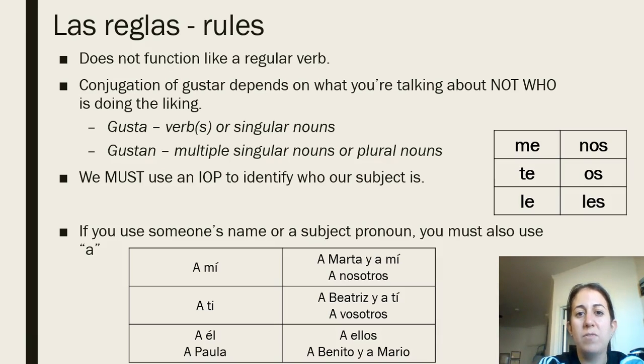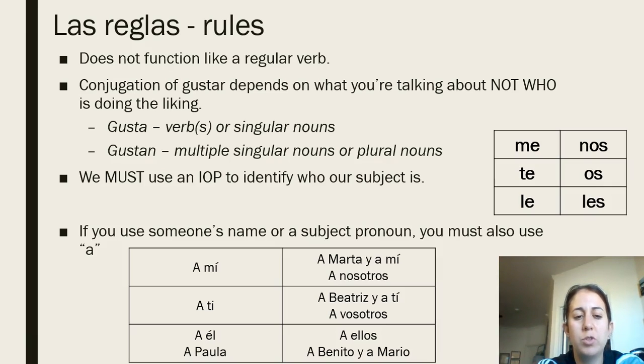So gustar does not function like a regular verb. The conjugation of our verb gustar depends on what it is that you're talking about, not who is doing the liking. Because literally what it translates to is "to be pleasing to." But that sounds kind of funny to say in English. So, for example, we say, the hat pleases me.